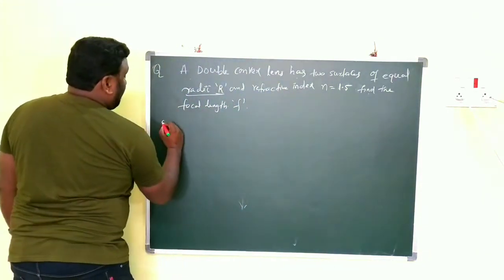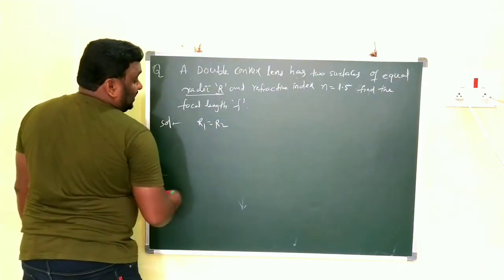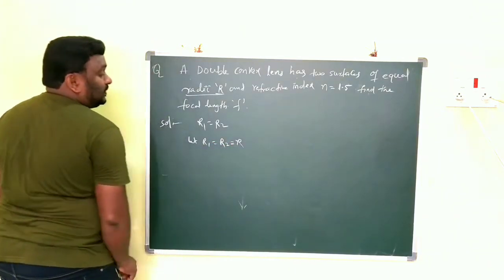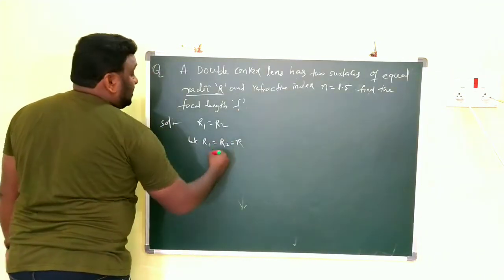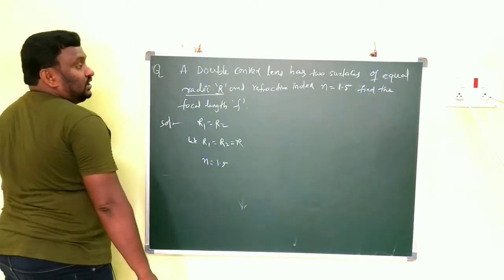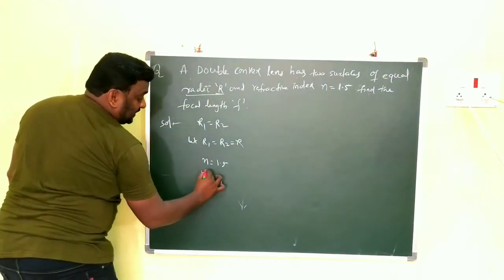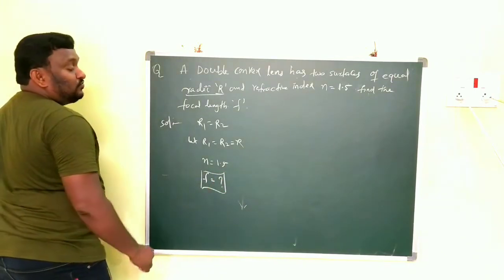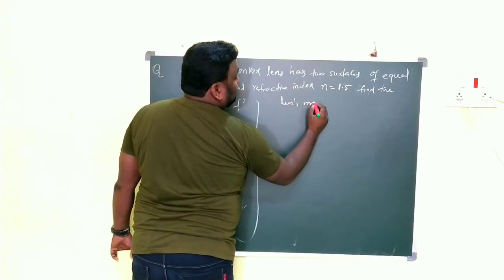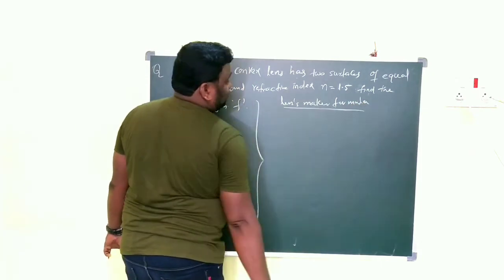Now I'm writing the given values. What was given? R1 and R2 both are equal, so let R1 equal R2 equal R. Clear? After that, what was given? The refractive index n is equal to 1.5. Now what do we have to find? We have to find the focal length. We need the f value. For that, we know the lensmaker formula. Children, this lensmaker formula is important for 1 mark also.